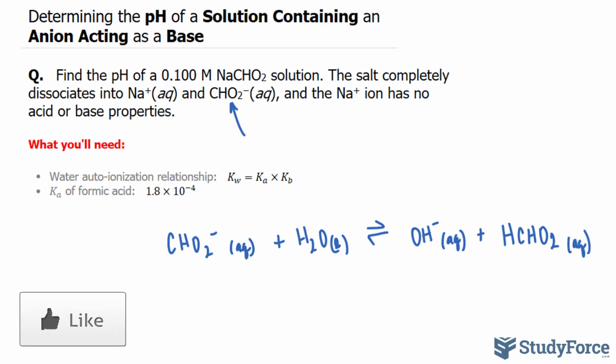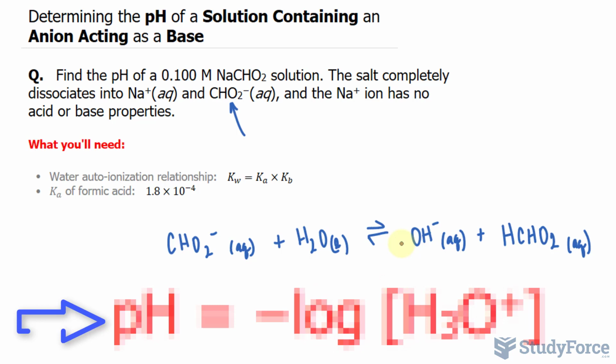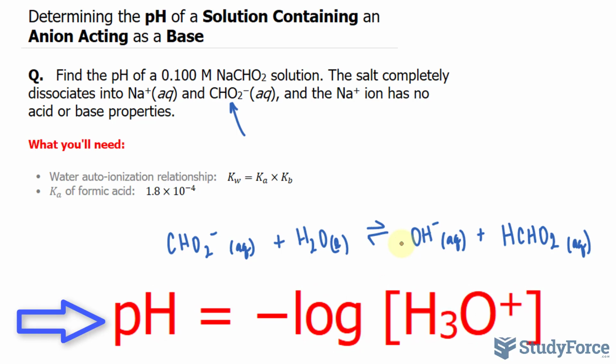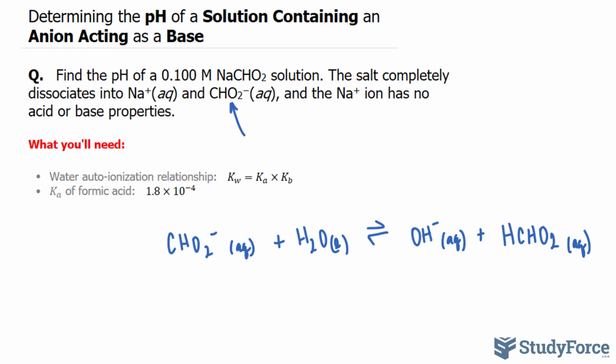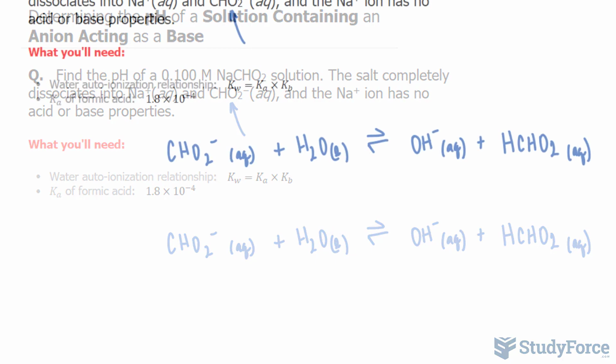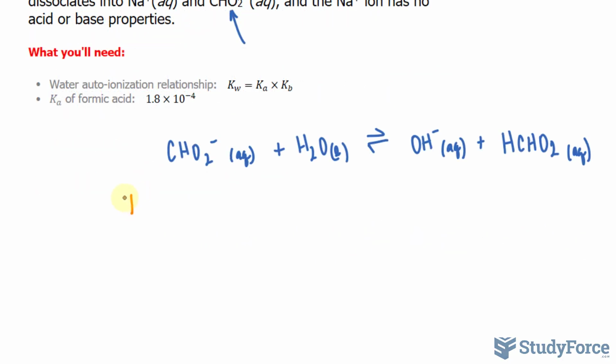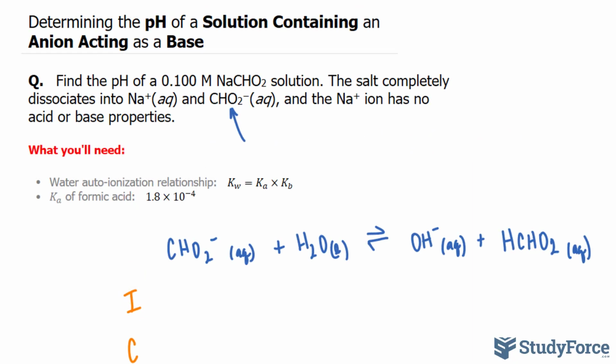Now to find the pH of the solution, we need the concentration of OH minus, because using the concentration of OH minus, we can then find the concentration of H3O plus and from there find the pH. So let's prepare an ICE table, and we'll be ignoring H2O because it is in its liquid phase. The ICE table, as usual, consists of 3 rows, I, C, and E. Because NaCHO2 completely dissociates, we can say that its concentration is the same as the concentration of CHO2 minus.